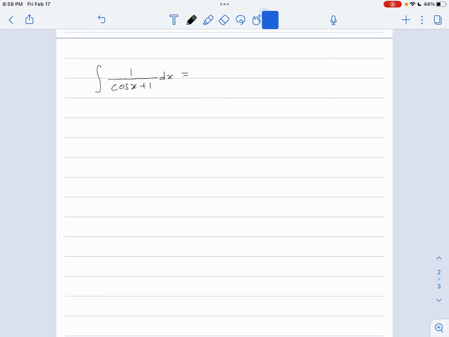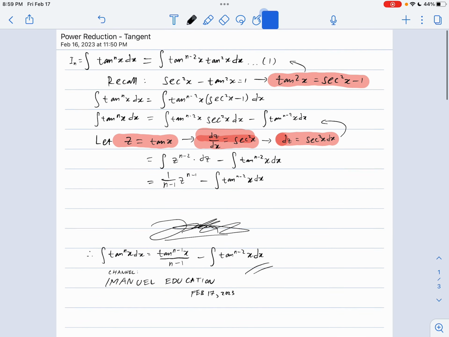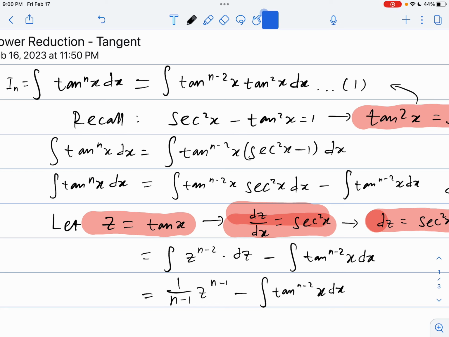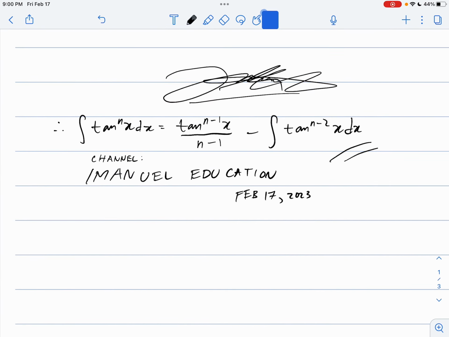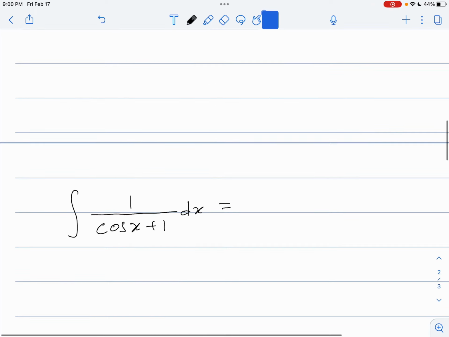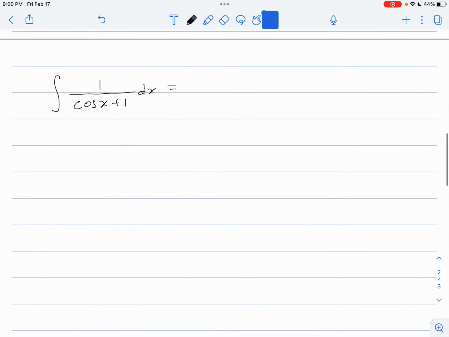So in this video, we will talk about the integration of 1 over cosine x plus 1 with respect to x. In the last video, we just talked about how to derive the power reduction formula when we integrate a tangent function raised to the power of n, where n is an arbitrary integer, more importantly, integers that are larger than 1. So let's just start now.